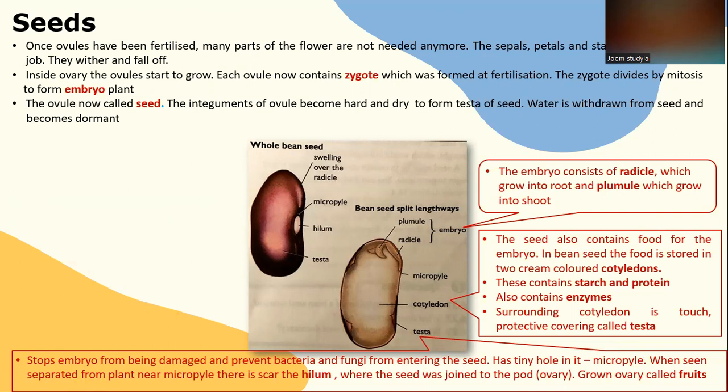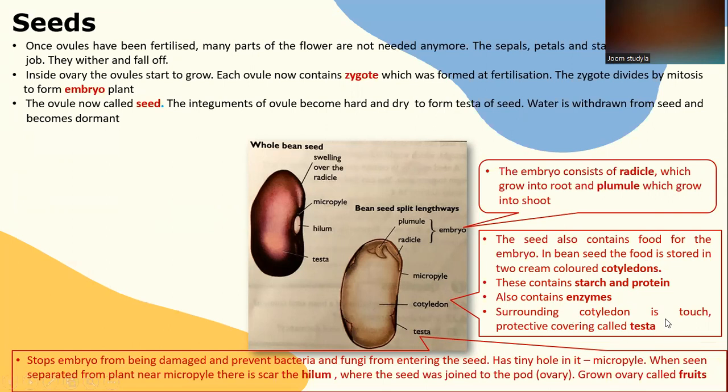The integuments of the ovule become hard and dry to form the testa of the seed. Water is withdrawn from the seed and it becomes dormant. As you can see, the embryo consists of the radicle, which grows into the root, and the plumule, which grows into the shoot. The seed also contains food for the embryo. In a bean seed, the food is stored in two cream-colored cotyledons. The cotyledon contains starch, protein, and also enzymes.